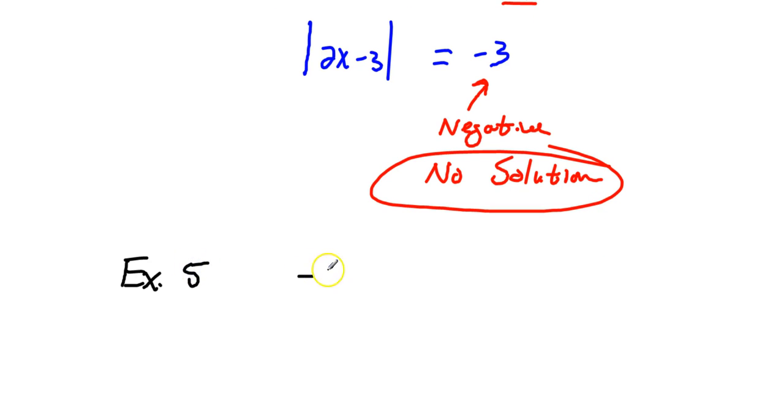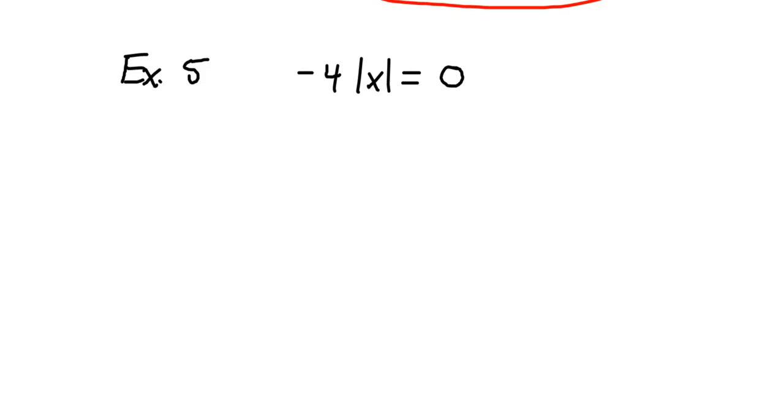Okay, here's one where they get a little bit sneaky. Maybe not too bad, but we'll see. Negative 4 times the absolute value of x equals 0. Again, you've got to get the absolute value by itself, so the very first thing is you go back and divide both sides by negative 4. The 4's cancel out. You've got absolute value of x equals, what is 0 divided by negative 4?